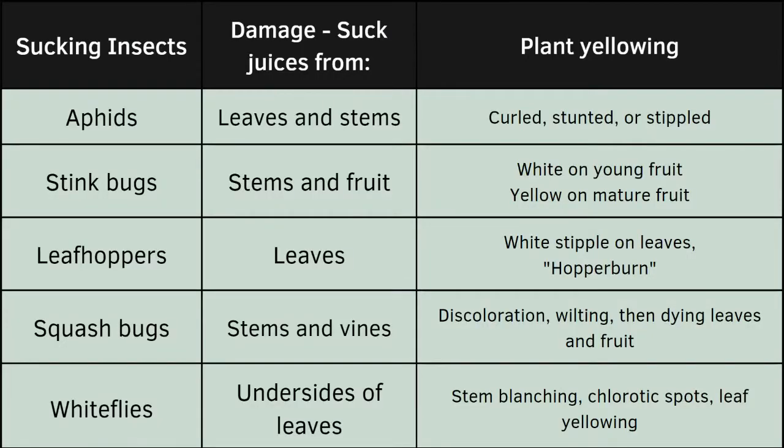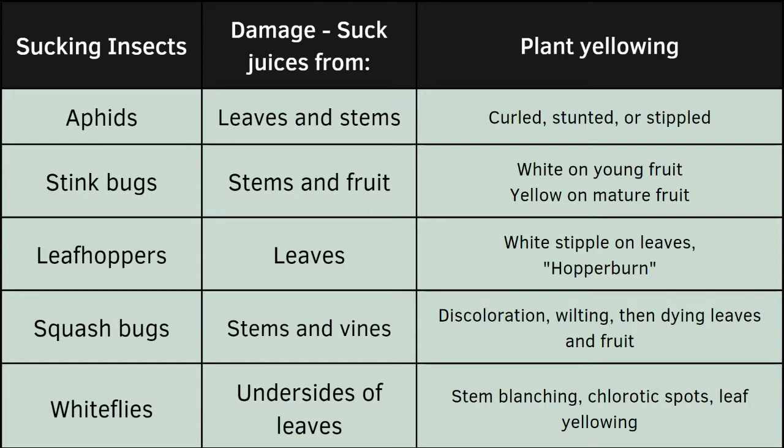With this, I put this together from two different sources. One of our AgriLife pages had this list of sucking insects and the damage, what part of the plant they actually damaged. And then I added the third part: what kind of yellowing do we see? So this just goes through the different types of insects like aphids. They're mainly found on leaves and stems, and the symptom could be curled, stunted, or stippled.